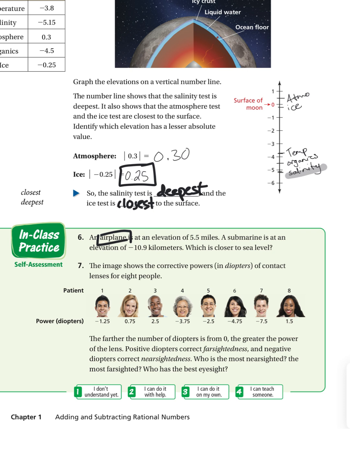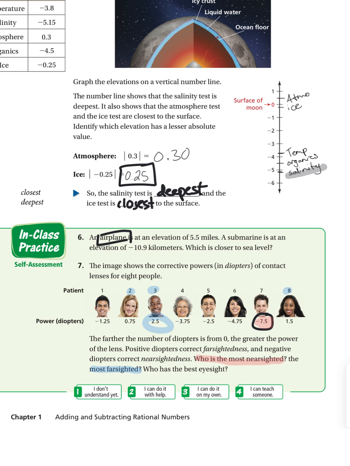Okay, who is most nearsighted? Nearsighted is negative. So who's most negative? Well, let's see. Negative 7.5. Looks like it's the most negative. Let's color code these. So 7.5 is the most nearsighted. Who is the most farsighted? Farsighted is positive. If we look at our positives, we got 2, 3, and 8. Greatest out of those is going to be our 2.5. So that's our most farsighted.